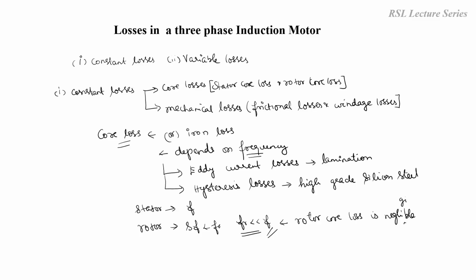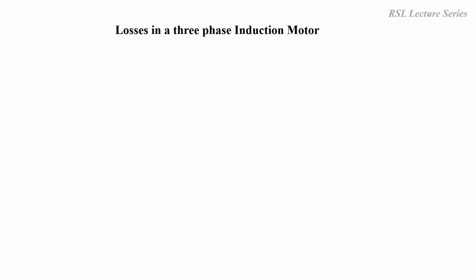Next we'll see the mechanical losses. In mechanical losses, we have frictional losses and windage losses. These frictional losses occur in the bearings of the motor, and mainly depend upon the speed of the motor. As the load changes, speed changes, but the variation in the speed is very small, and hence the frictional losses are also considered as constant losses.